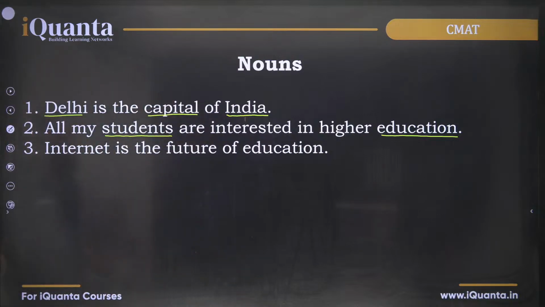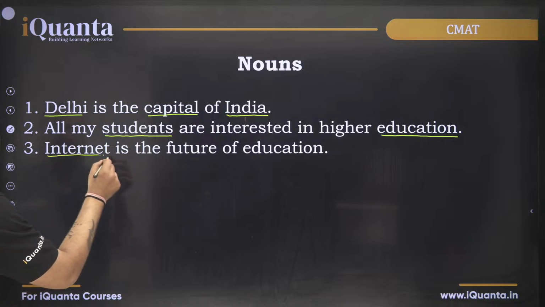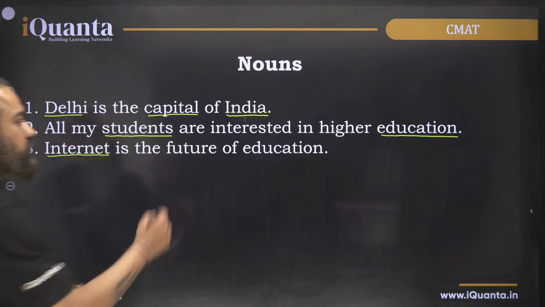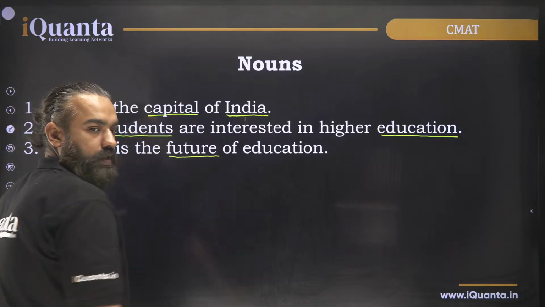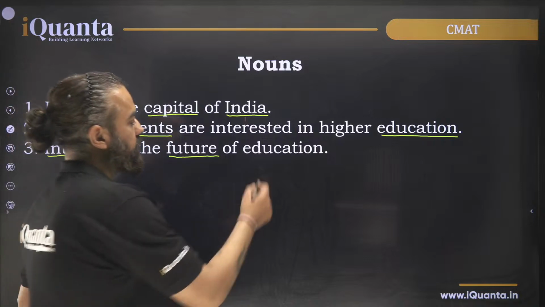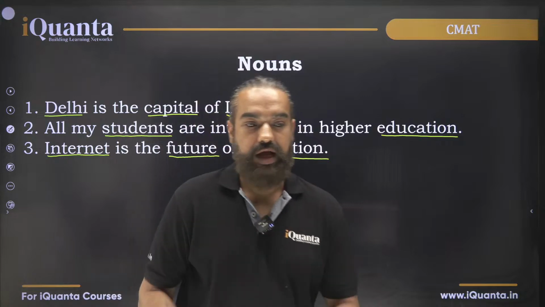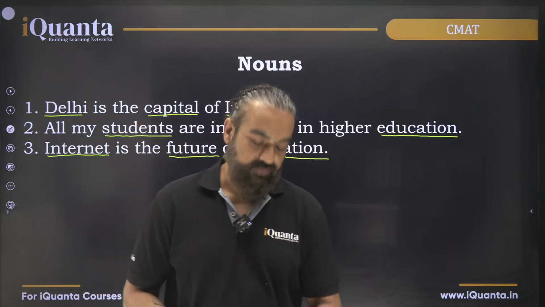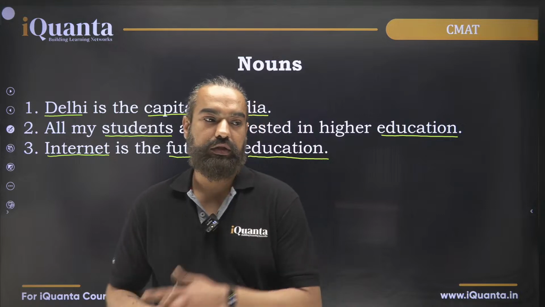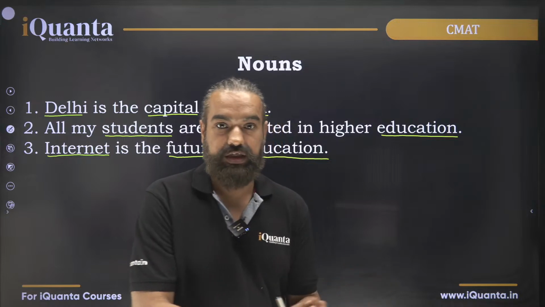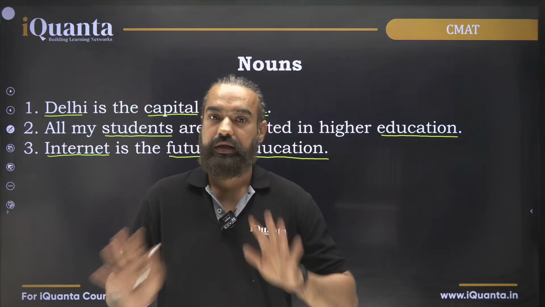Third sentence, internet, the name of a phenomena. Then you have future. Future is the name given to a time which hasn't come yet. The future is also a noun. And we have education. We've already established this is a noun. Now there are classifications of nouns, okay? There are two types of classifications of noun. Please understand there are two different types of classification. They are not related to each other. They are treated separately.